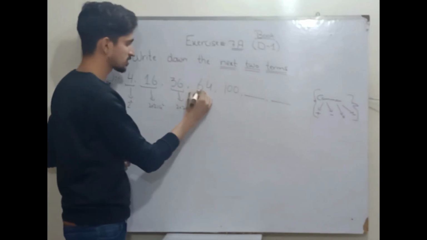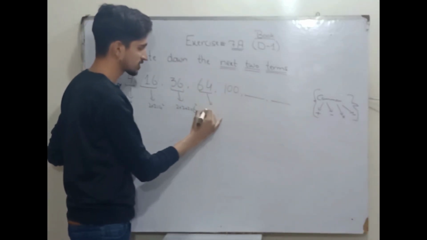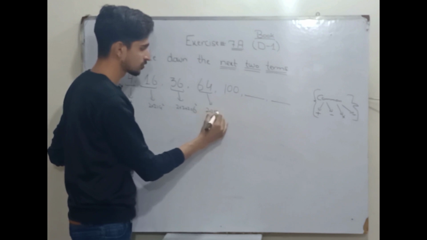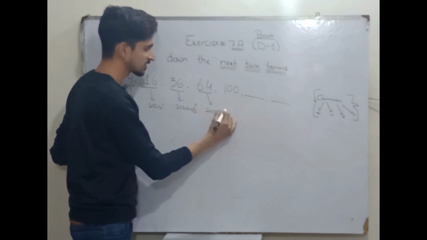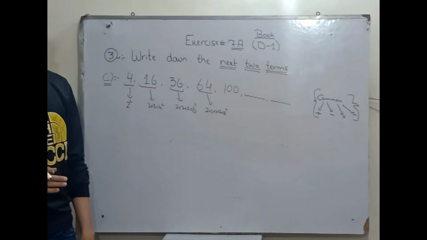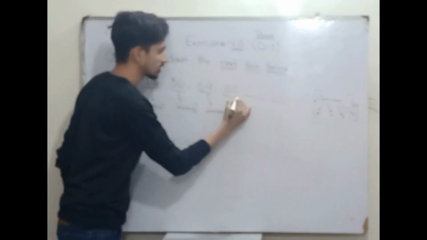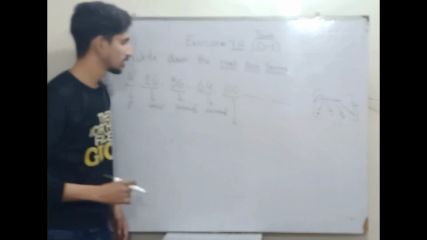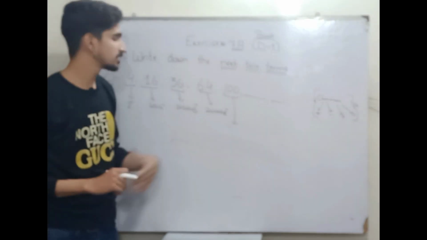After this, you check 64. It means 2 plus 2 plus 2 plus 2, that will be 8. That is 8 square, so our answer will be 64. Now after this, the book writer gave us the sequence term 100.